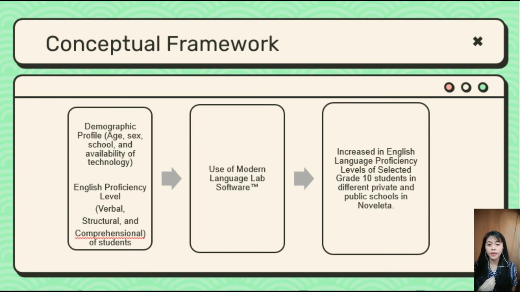As for the process, we will integrate the use of Modern Language Lab software to know if there's an increase in English language proficiency levels of the selected grade 10 students in different private and public schools in Noveleta.